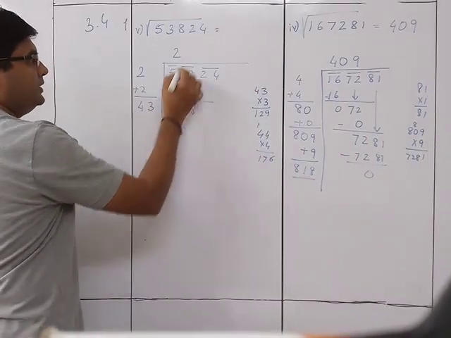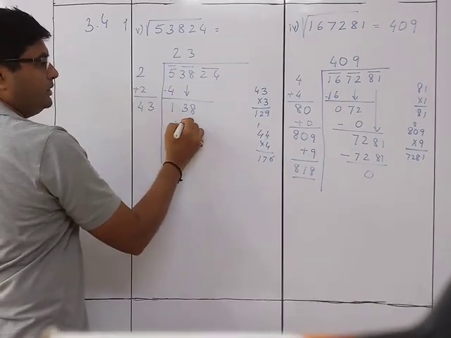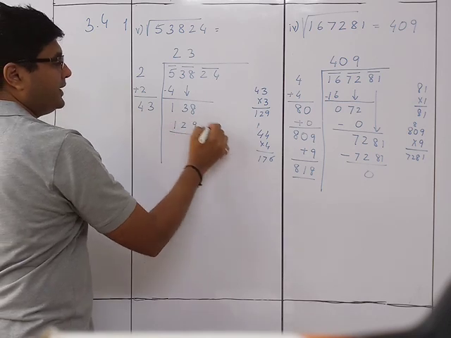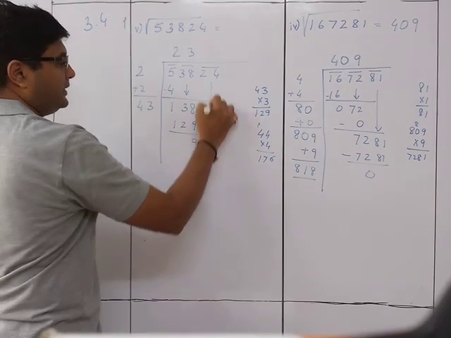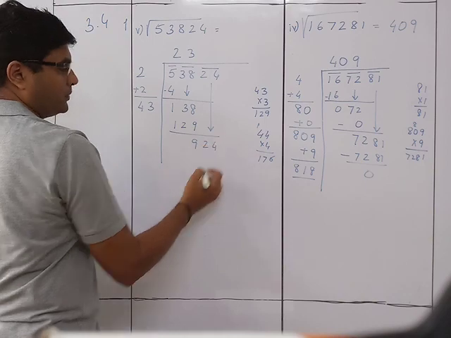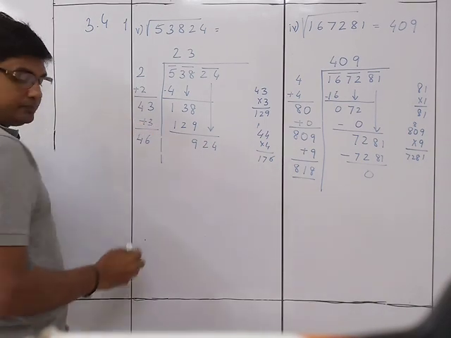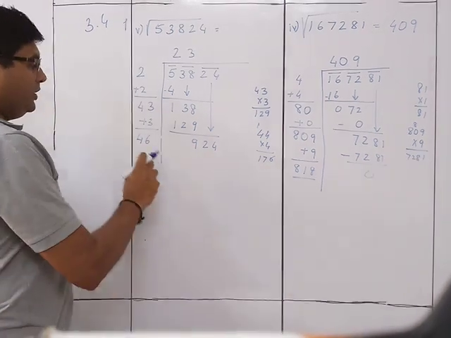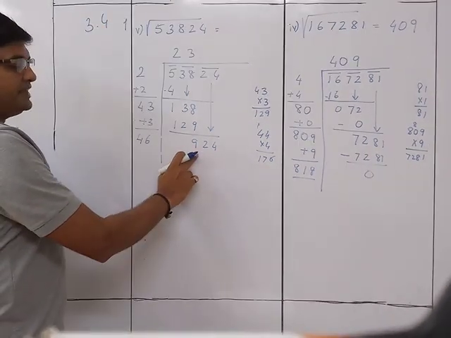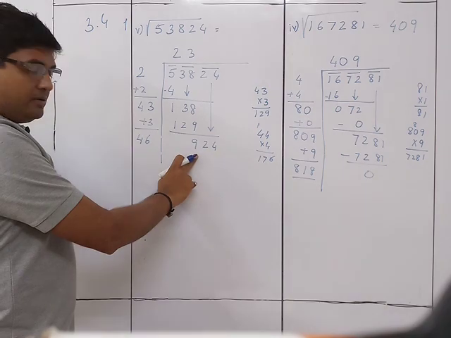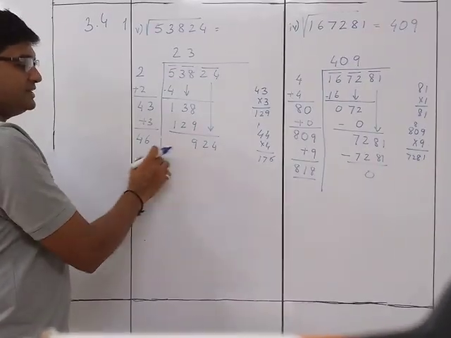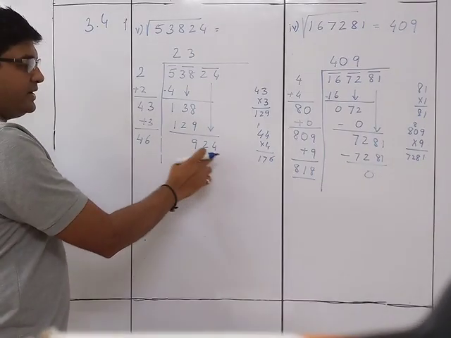So 3, 3, this is 129. Accordingly, this will be 9 and this will be 2, 4. So this is plus 3, gave me 46. Okay. Now, your first number 4, your first number 9. Because you can see the digits are, so here it is 0, 9. That's why it is 9.